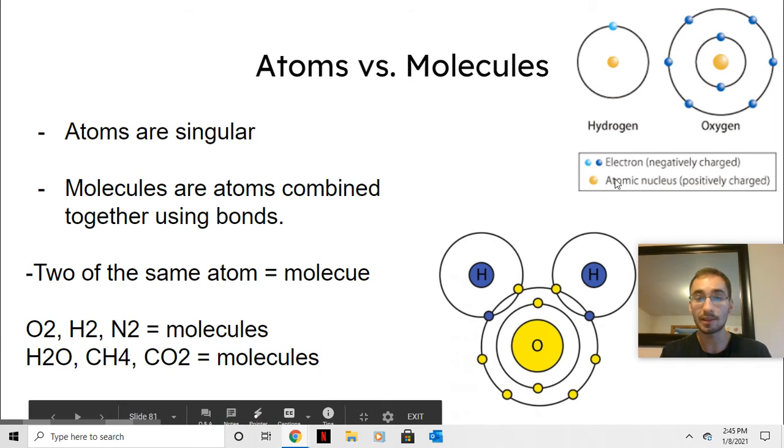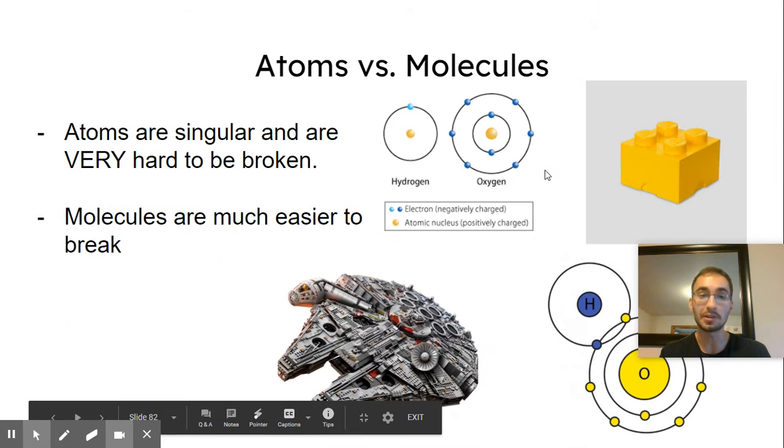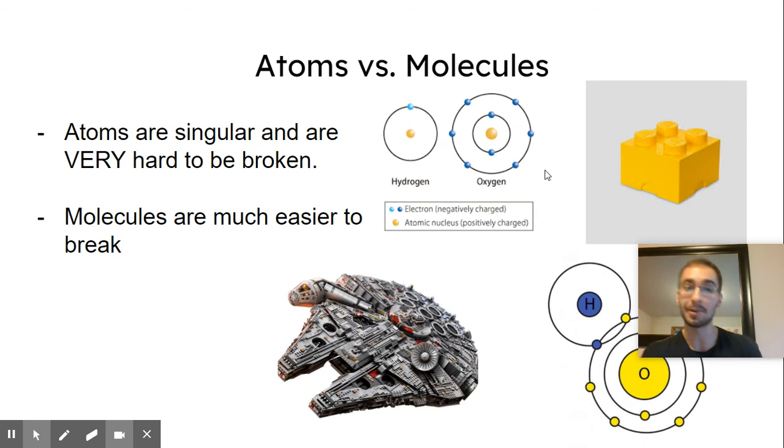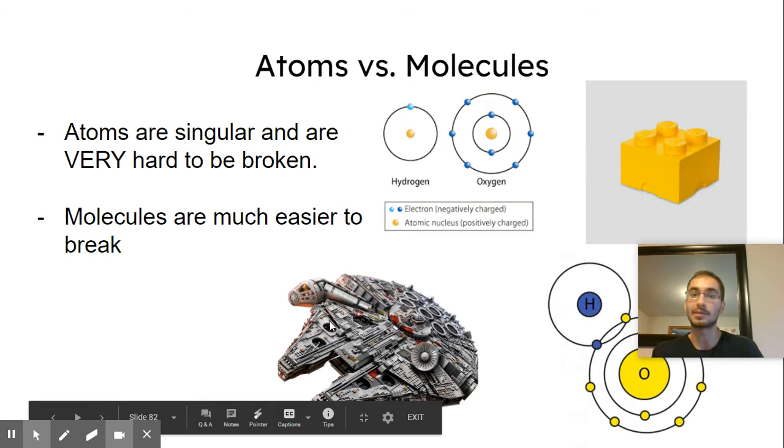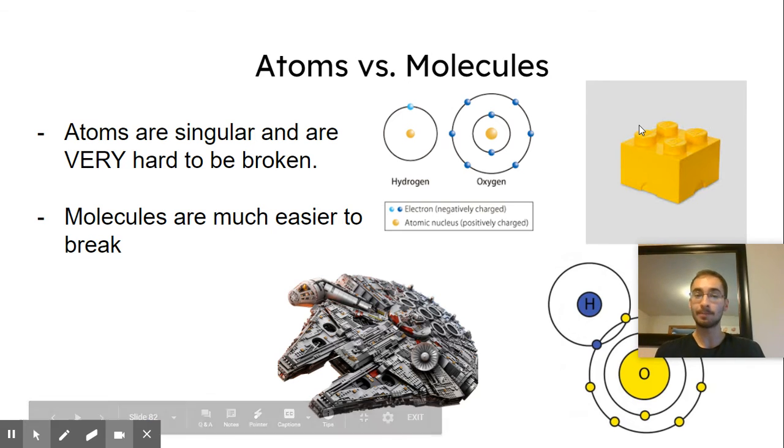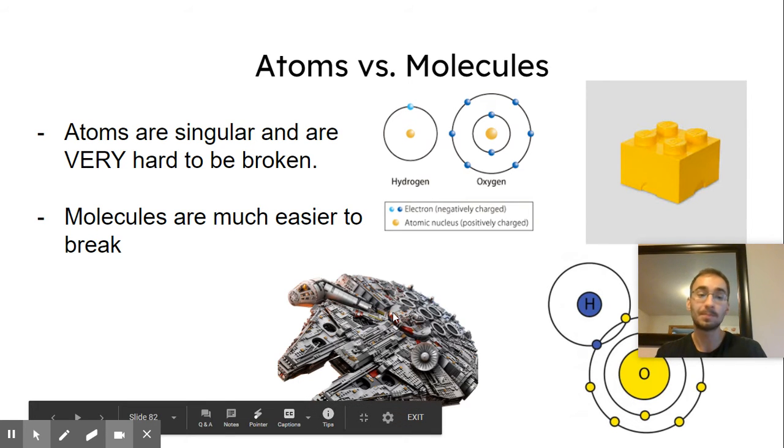Also, another difference that you may be curious to know: atoms are singular and they're also very hard to break. So this hydrogen and this oxygen is very hard to break down, whereas molecules are much easier to break. Consider this Lego piece an atom, and this Millennium Falcon is like the molecule. This Lego piece would be really hard for you to break, whereas a Millennium Falcon would be a lot easier. All you would have to do is drop it.